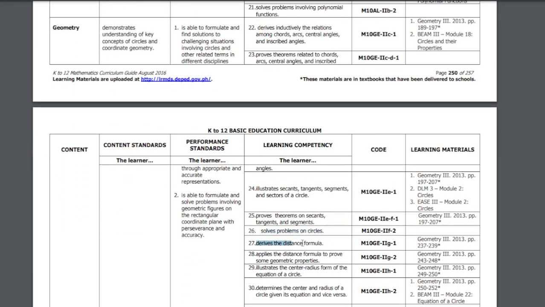Then we're going to derive the distance formula. Very important. You need to memorize this distance formula for a lot of cases. And we're going to apply the distance formula and illustrate the center-radius form of the equation of a circle. Oh yeah, this is quite fun. This is algebra through and through. Determine the center and the radius of a circle given its equation and vice versa. Graphs, and then finally solve. Okay, so that's your geometry.